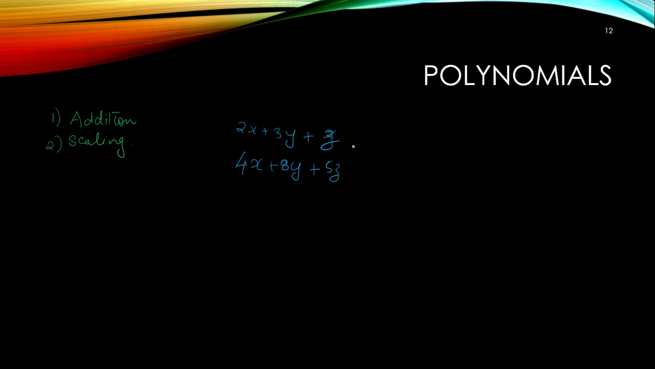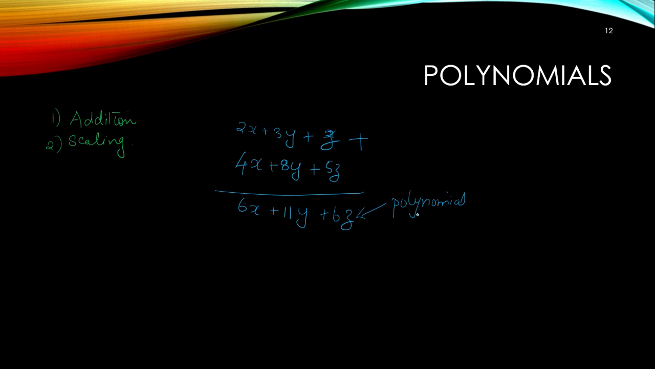If I add these polynomials, what do we get? We get 6x plus 11y plus 6z. This is also a polynomial, so the addition property is satisfied.